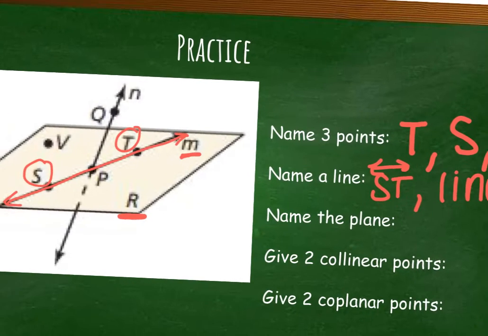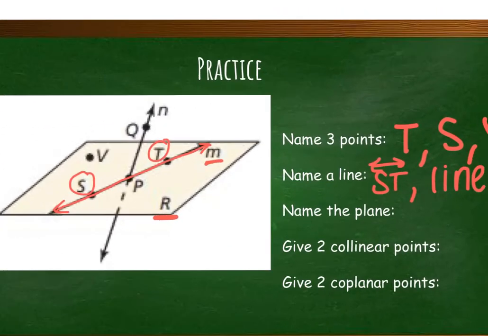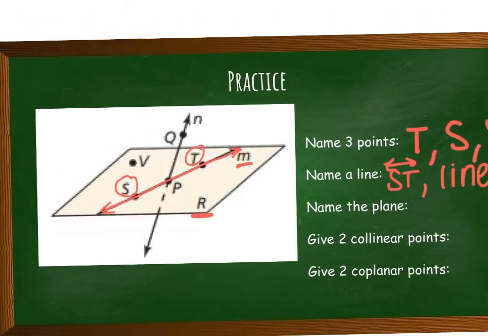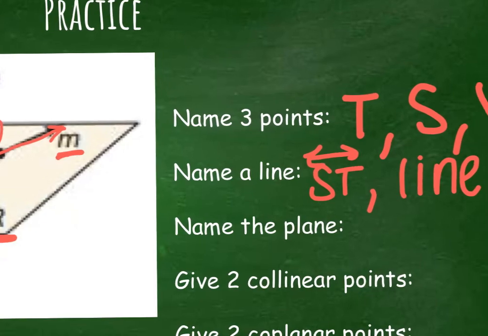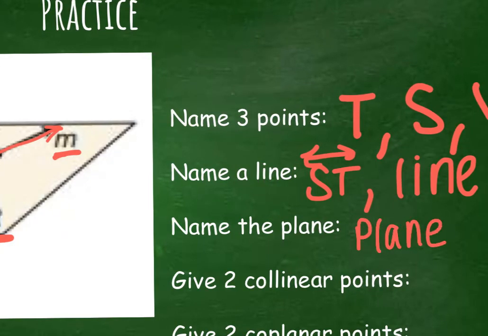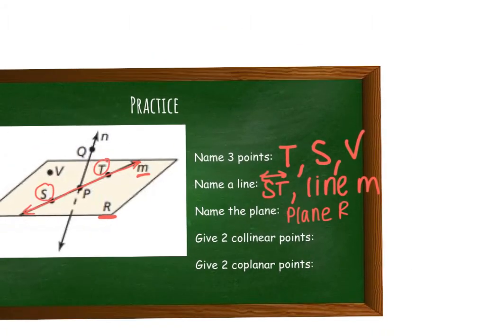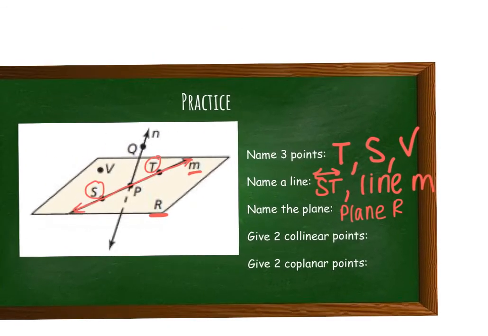All right, moving on. So name the plane. So our plane is this whole thing right here, and we are going to go ahead and name it plane R. Okay, but then again, there is another way that you can name the plane, and that's by naming 3 points that are on the plane. Let me erase some of this stuff that I have going on here. So 3 points that are on the plane could include S, P, T, or V, okay?